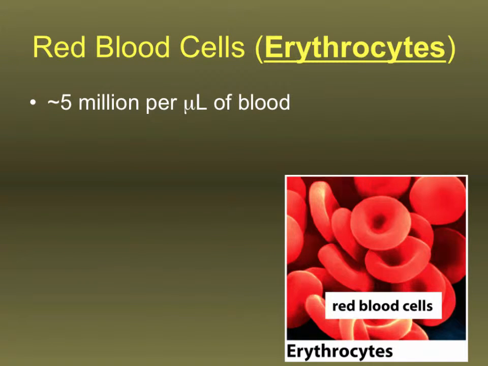If we look at just the red blood cells, and again, red blood cells are also given the name erythrocytes, so when you see or hear erythrocyte, you think red blood cell. They are incredibly abundant in the body. There are about 5 million red blood cells per microliter of blood.